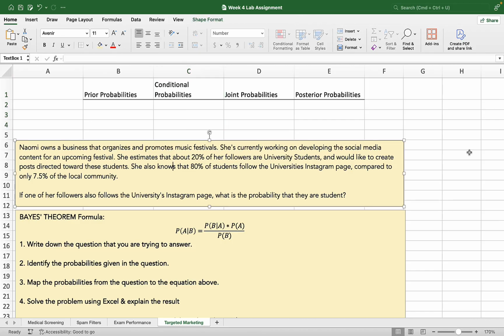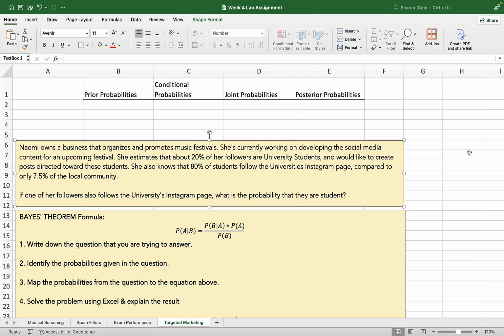Let's say that Naomi owns a business and it organizes and promotes music festivals. She's currently working on developing the social media content for an upcoming festival, and she estimates that about 20% of her Instagram followers are university students, and she'd like to create posts directed toward these students specifically, some student-focused content. She doesn't know exactly which of her followers are students, but she thinks that if she has some extra information, it will help her identify students better.